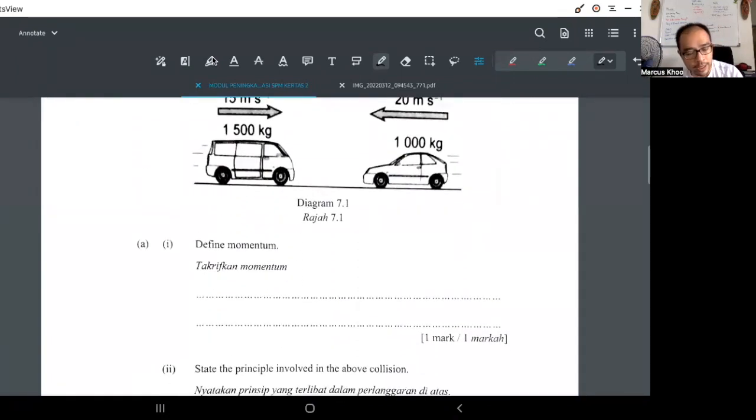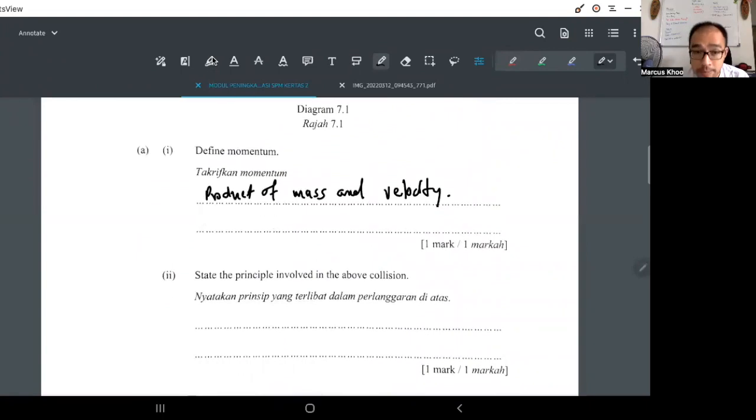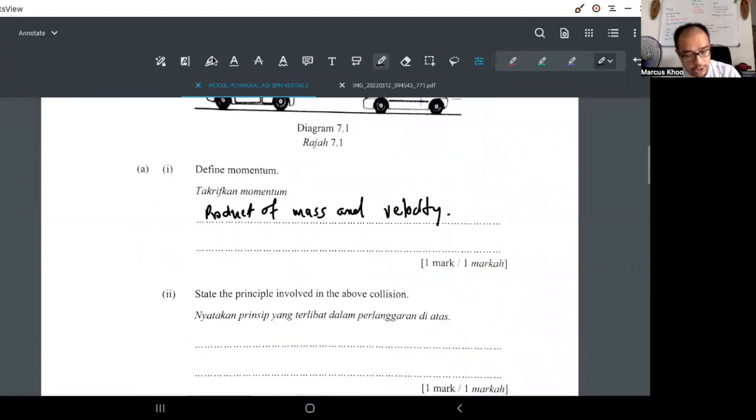So define momentum. Momentum is the product of mass and velocity. Okay, the very standard definition lah. So state the principle involved in the above collision. So it is the principle of conservation of momentum.